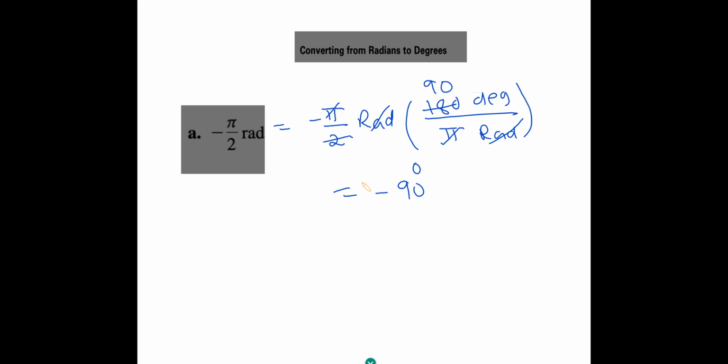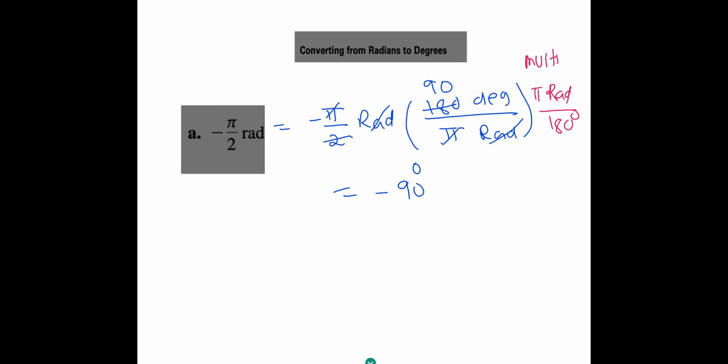Got it? For this, we simply multiply by 180 degrees over pi radian. No, I did it wrong here. It is 180 degrees over pi radian.